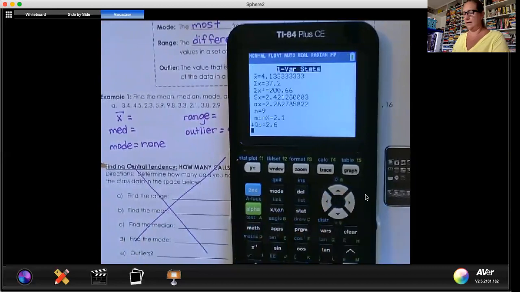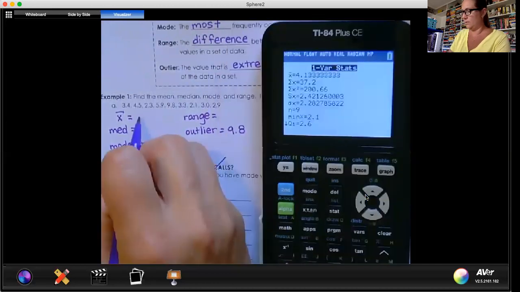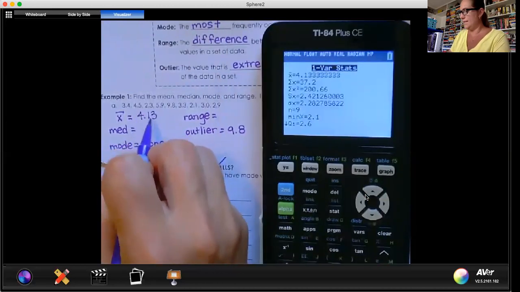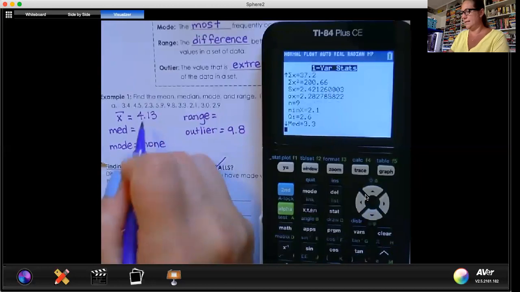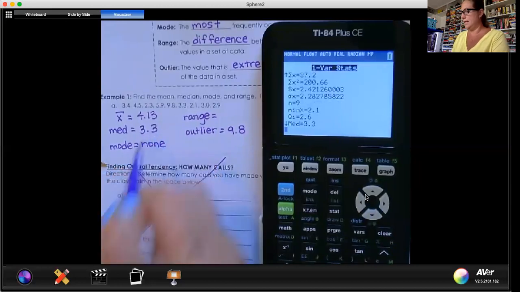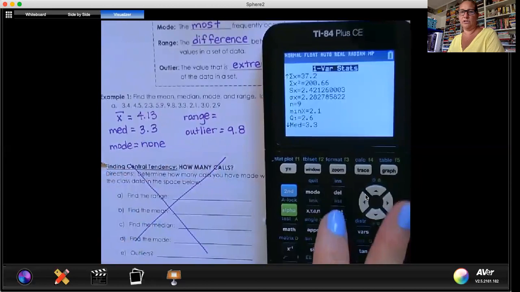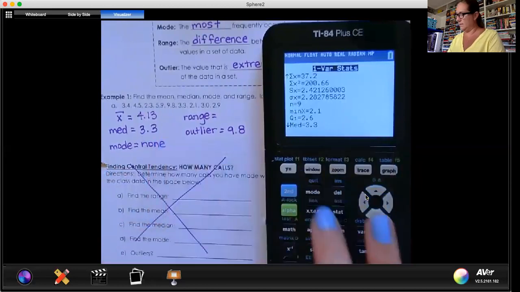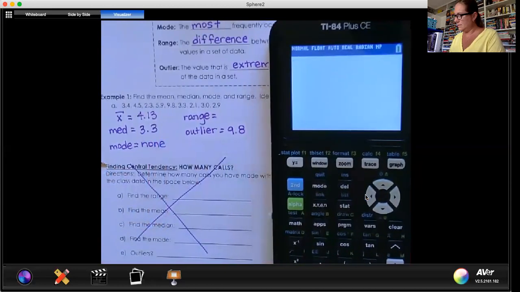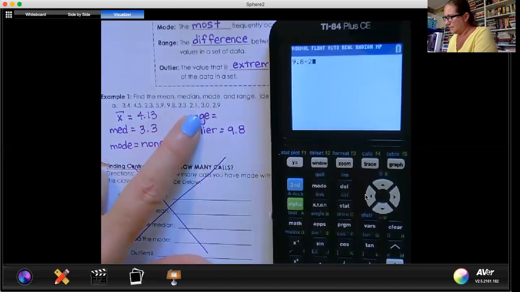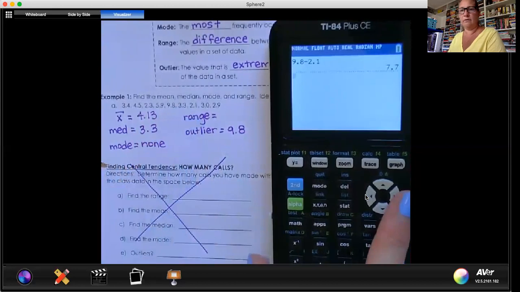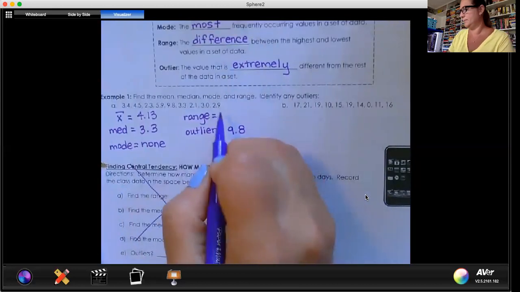Your mean is there at the top, x bar 4.13. If you hit the down arrow key, you see MED, which is your median. And then we will calculate our range, not here, but by ourselves. So our largest data point is 9.8, and our smallest is 2.1, for a range of 7.7.